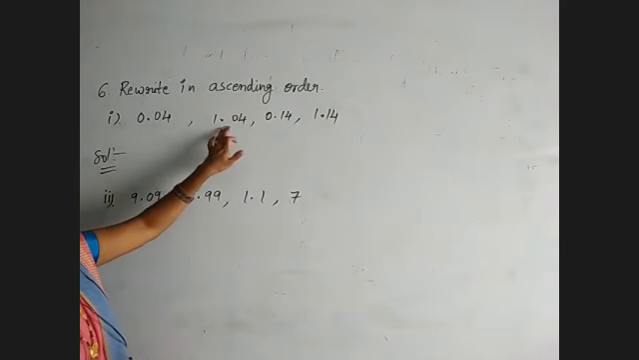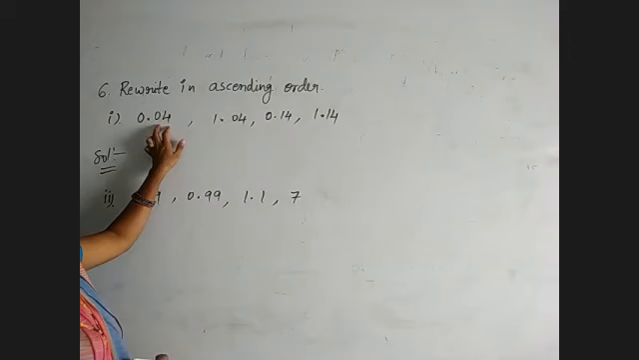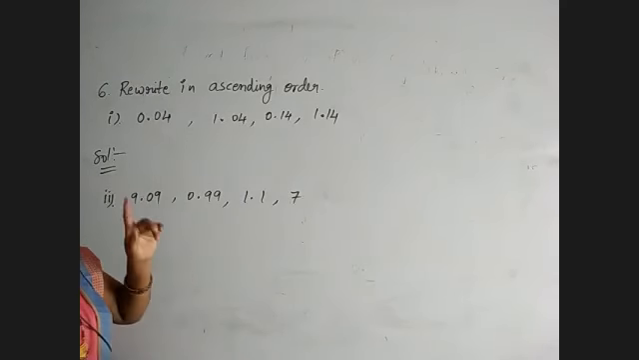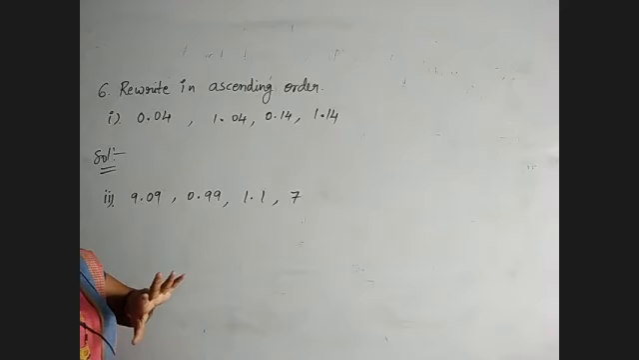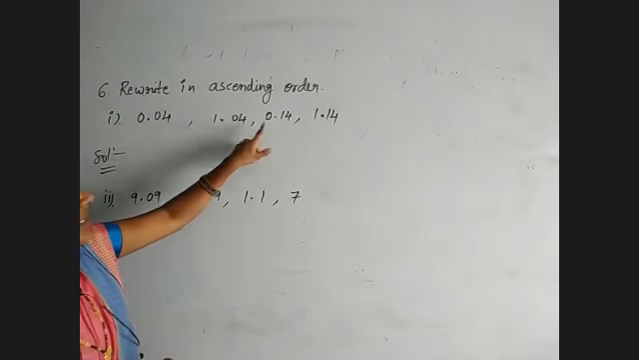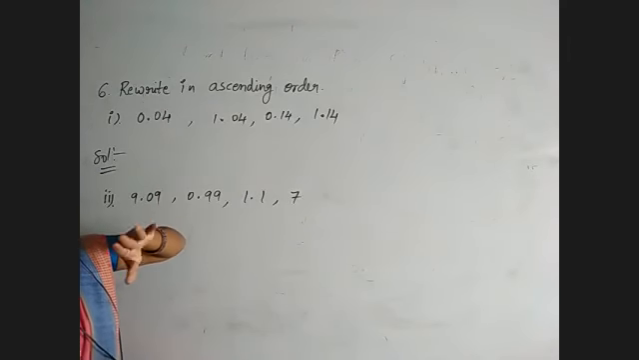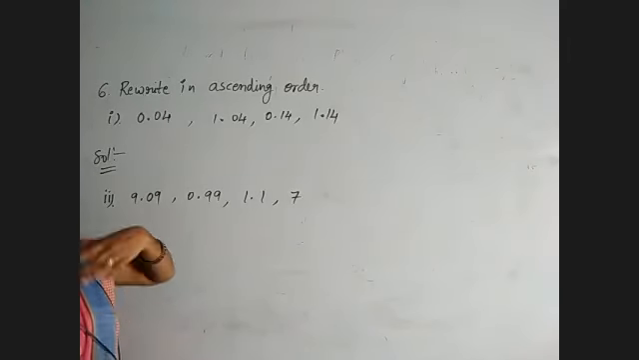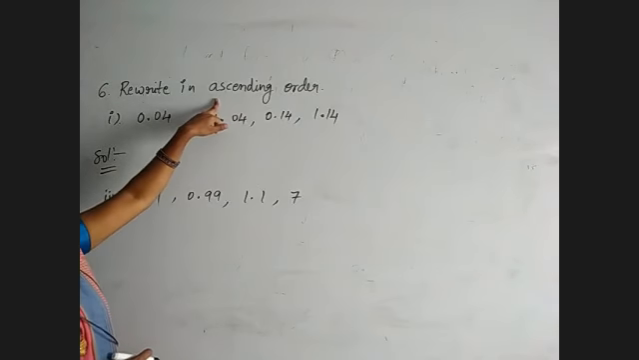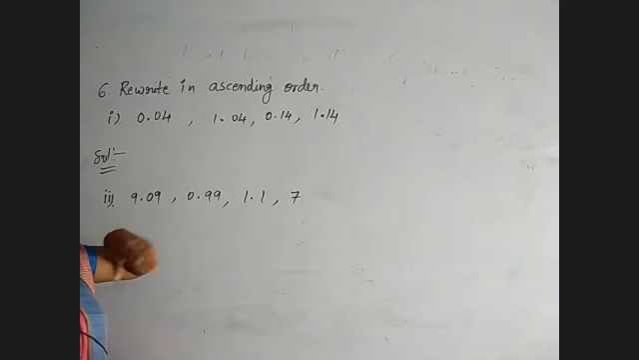0.04, 1.04, 0.14, 1.14. Every number is having two decimal digits, so all are like decimals. And next, compare the whole number parts of all the numbers. 0, 1, 0, 1. So here only two digits are coming, those are 0 and 1. So 0 is smaller than 1. We are writing in ascending order, so we must select the smaller number. 0 is the smaller number rather than 1.